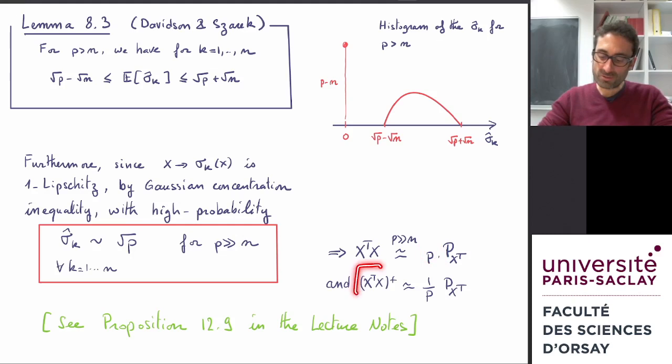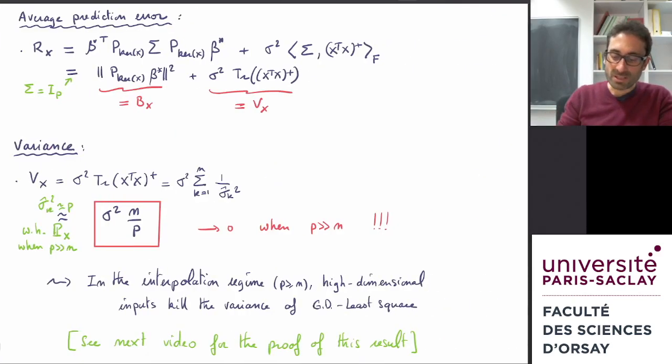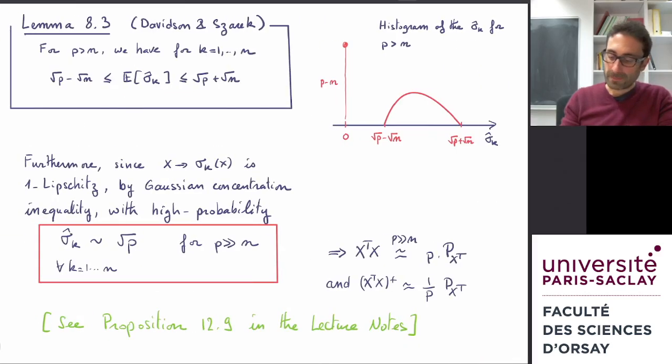So the Moore-Penrose pseudo-inverse of X transpose X will be 1 over p times the projector on the range of X transpose. And just by using this result, we obtain that the variance term, in this case, since sigma is the identity in my variance term, I will have simply the trace of this matrix, and the trace of this matrix will be equal to n over p, just because this is a projector on the space of dimension n, and you have the 1 over p here.